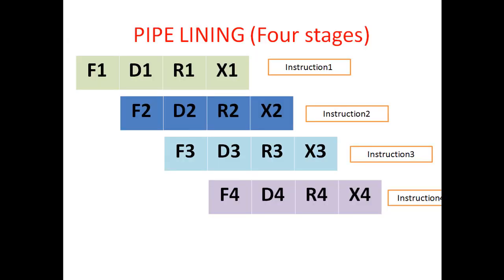This is a pipeline example for 4 stages. You can see instruction 1, in first cycle the data is fetched. If you see the second cycle, the first instruction is decoded. Simultaneously, the second instruction is fetched and kept ready.